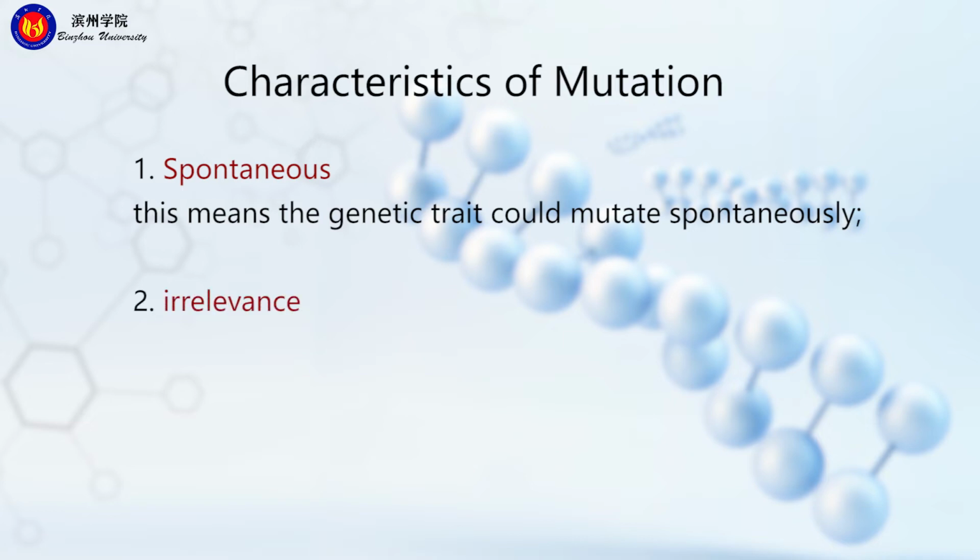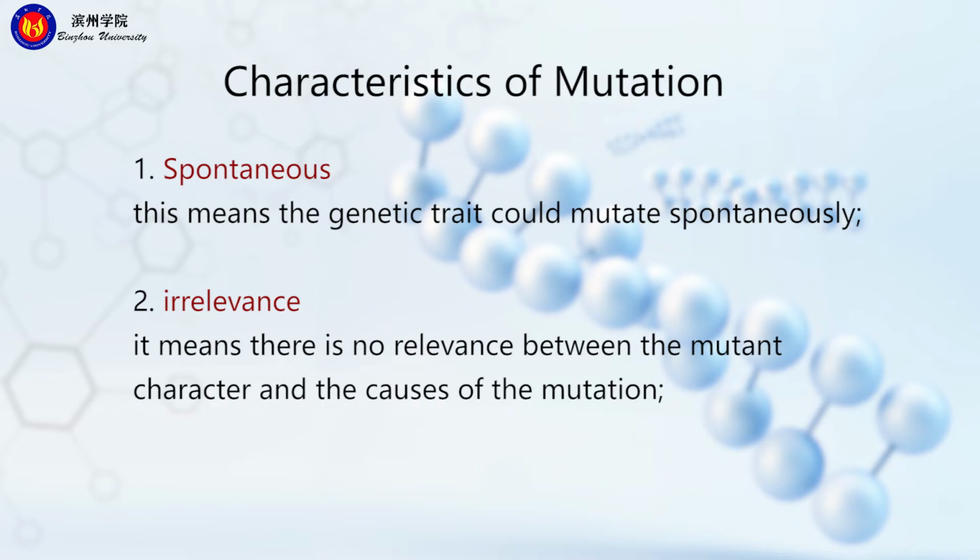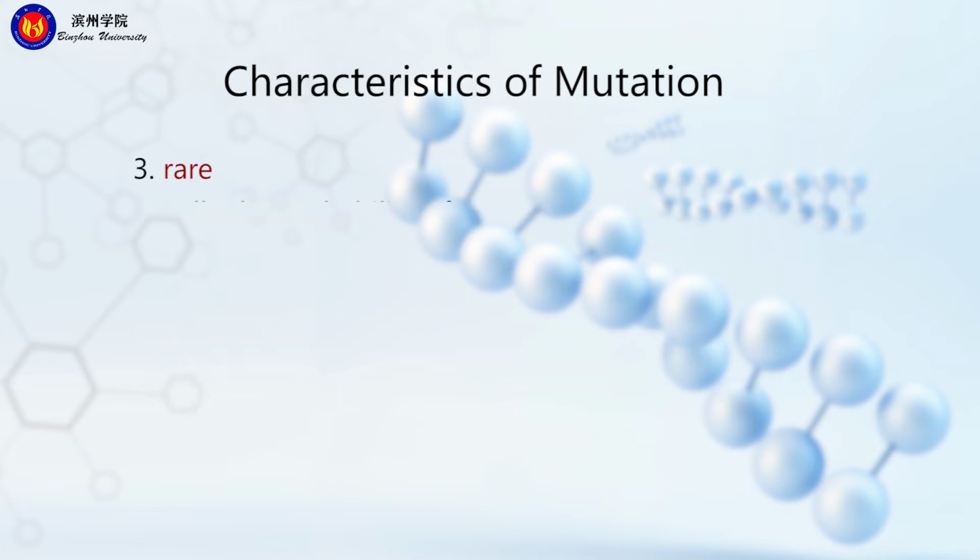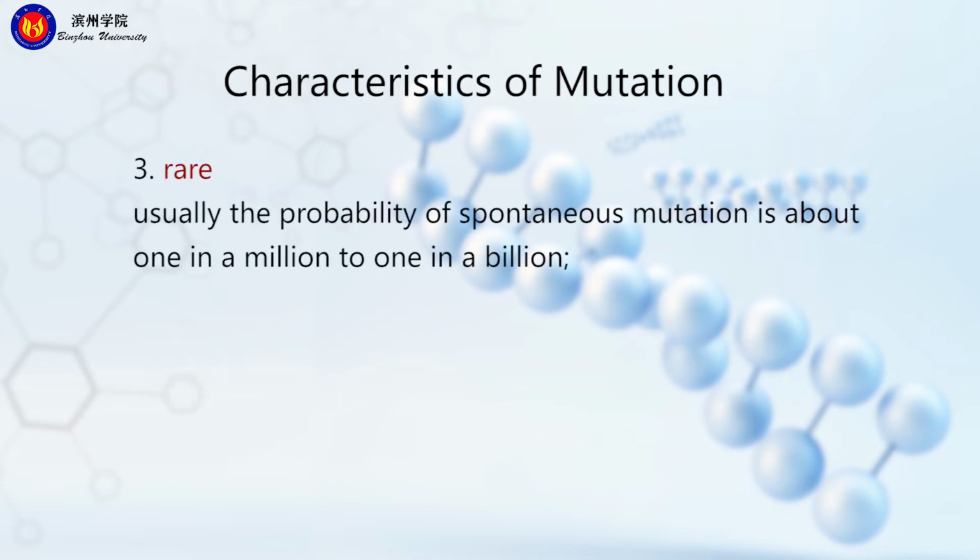Secondly, irrelevance. It means there is no relevance between the mutant character and the cause of the mutations. Thirdly, rare. Usually, the probability of spontaneous mutation is about 1 in a million to 1 in a billion.